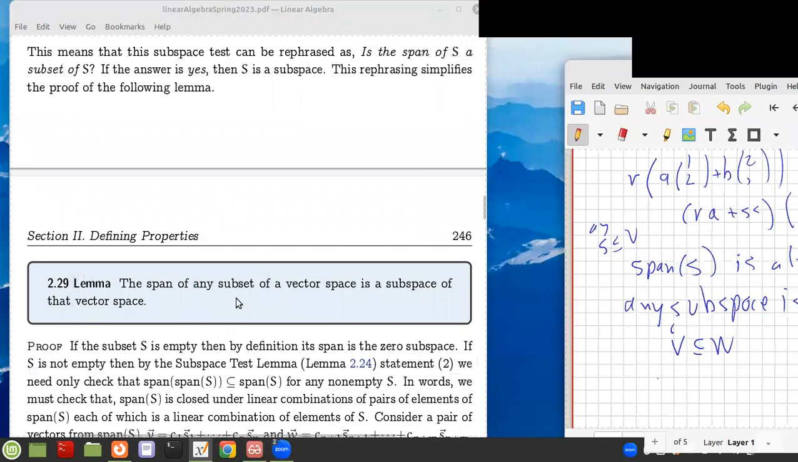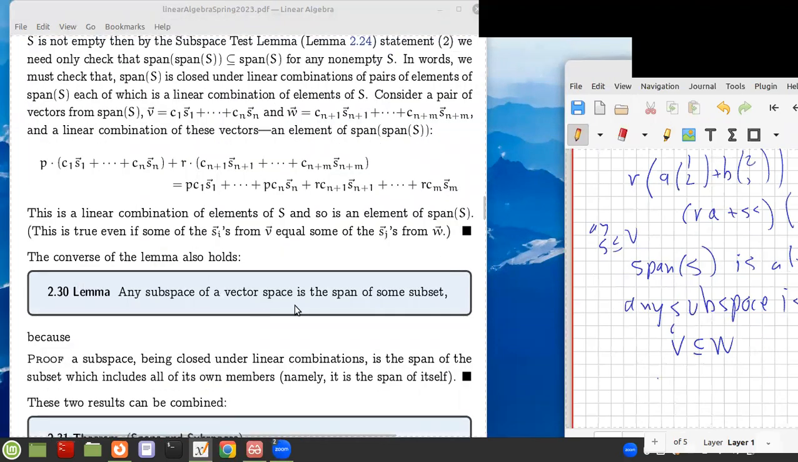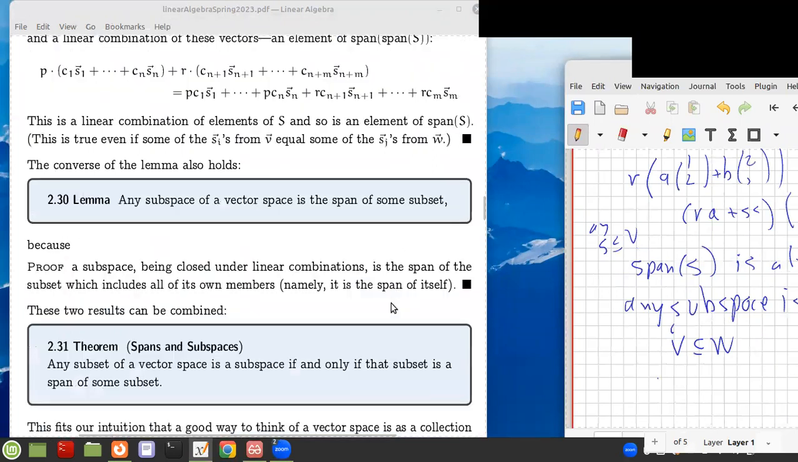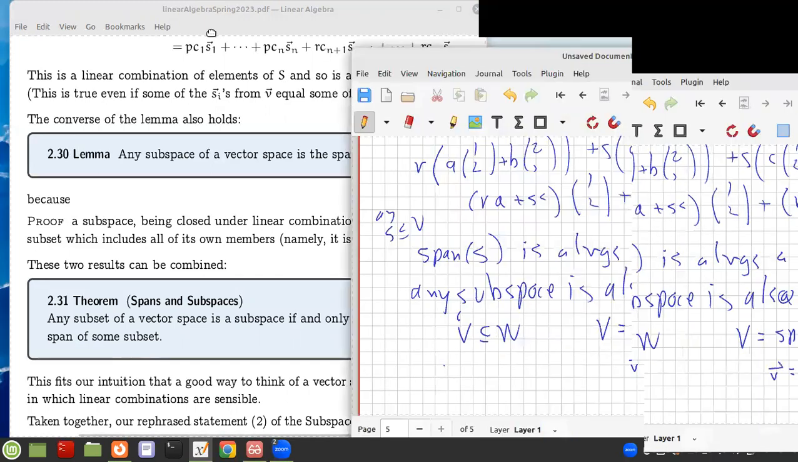The span of any subset of a vector space is a subspace. It is a vector space of that space, and any subspace is the span of some subset. So you can say a subset of a vector space is a subspace if and only if that subset is a span of some subset. Well, that's like a tongue twister. There are too many S's, but see if you can repeat that five times without making a mistake.